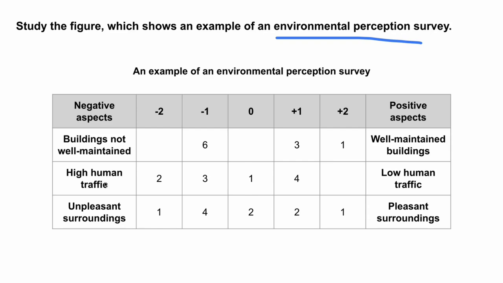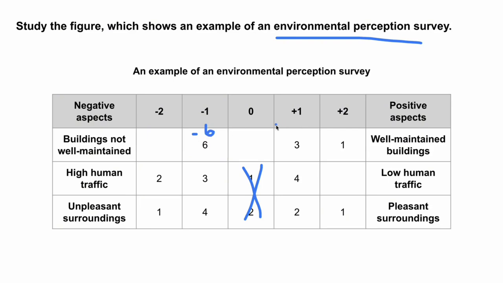So here's how we do it. We're not going to care anything about the zeros, because that's not going to affect our results. Those are people who thought that it was neutral. We're going to care about the negatives as well as the positives. Let's look at one characteristic at a time. Talk about maintenance of buildings first. 6 people thought that it's -1. So 6 times -1, that gets you -6.